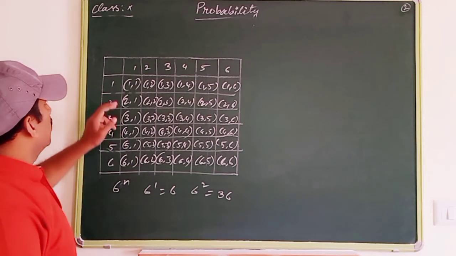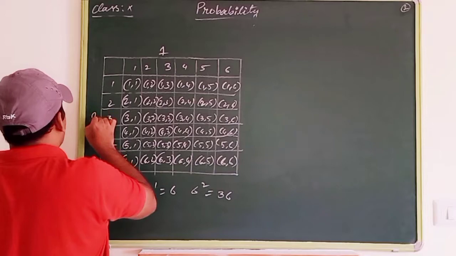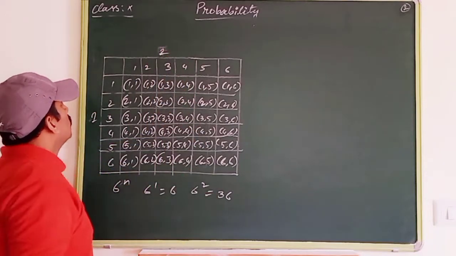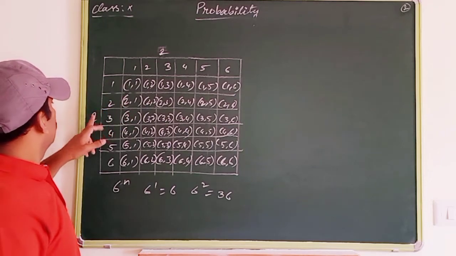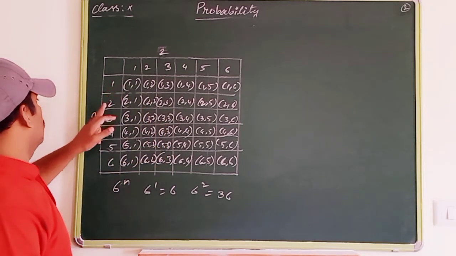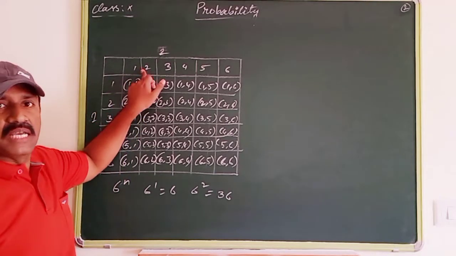For example, this is die number 1 and this is die number 2. So when the 2 dice are rolled once, maybe the possible outcome we get is 1 on the first die and 1 on the second die also.